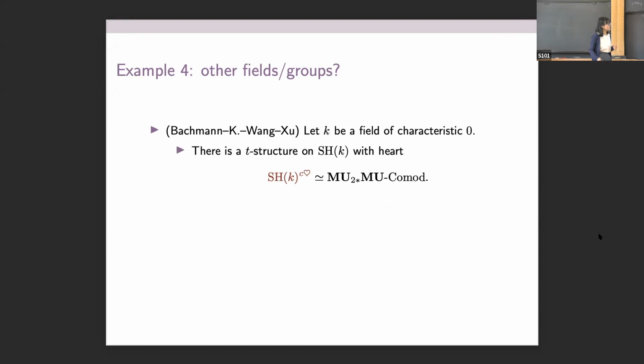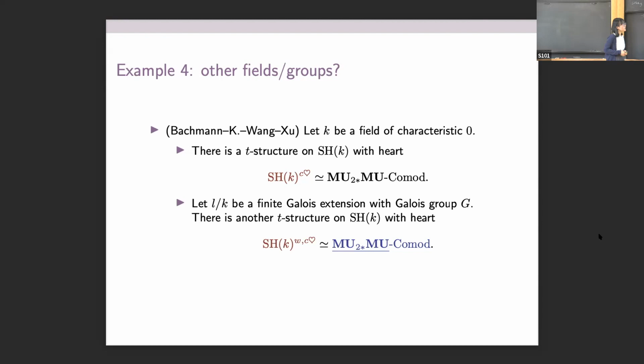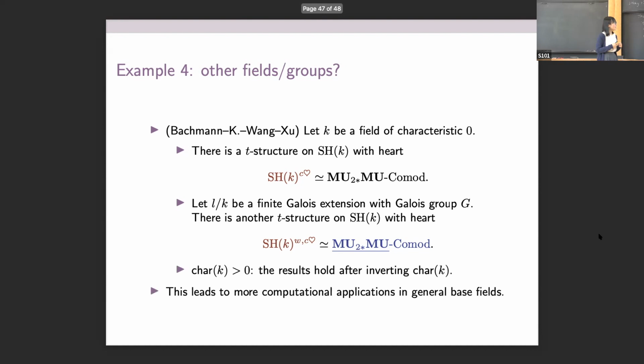You can also upgrade this result to an equivariant result. If you take into consideration the Galois group, then you can put another t-structure, and its heart can be identified with this object. Here, this underline notation is a structure called a Mackey functor. It's an equivariant analog of abelian groups. This also works for positive characteristics; you only need to invert that number. We care about this because these t-structures lead to more computational applications in general base field. Okay, I stop here. Thank you very much.